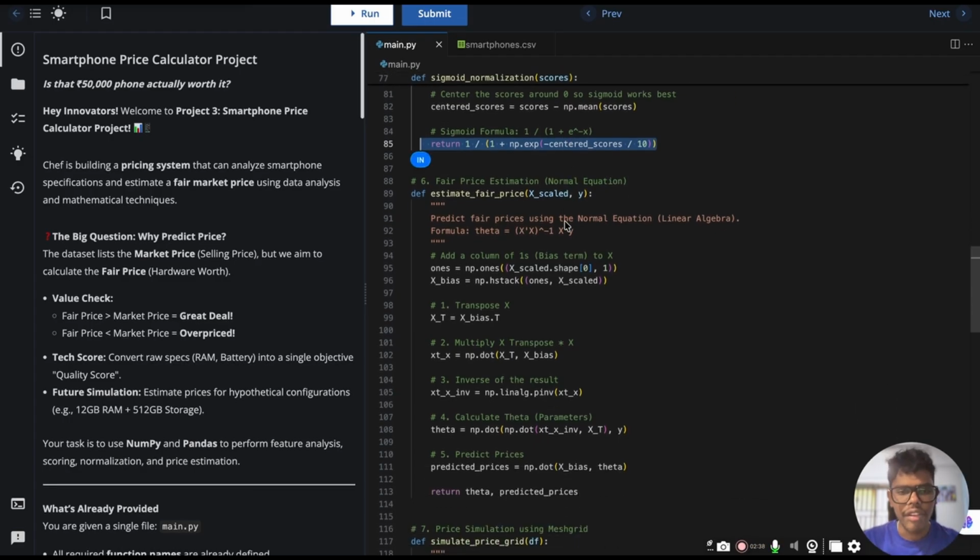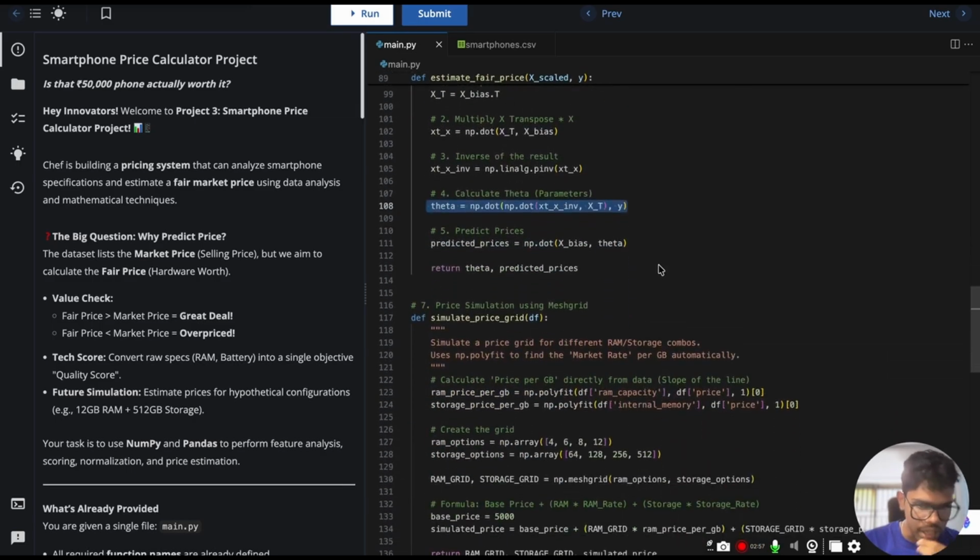Now we have the fair price estimation. How do we check the fair price estimation? We use a linear equation, the normal equation. The equation is given here: X transpose, multiplied by X, then the inverse of the result, and then we calculate the parameters. Then we have the price score prediction, so we have the price score ready here.